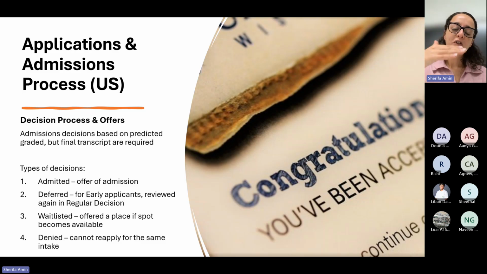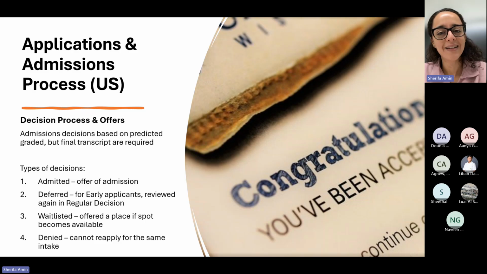So if a student is predicted, for instance, AAB, but then they get all Bs, universities do have the right to take back their offer, but it's not necessary that this happens. Sometimes they'll take the students anyway, unless there's a drastic drop in their grades.